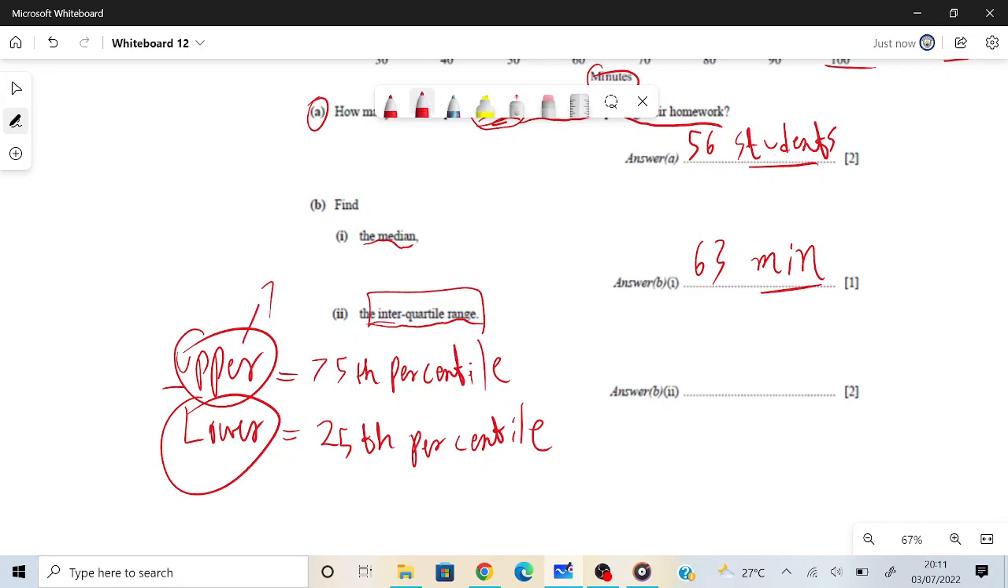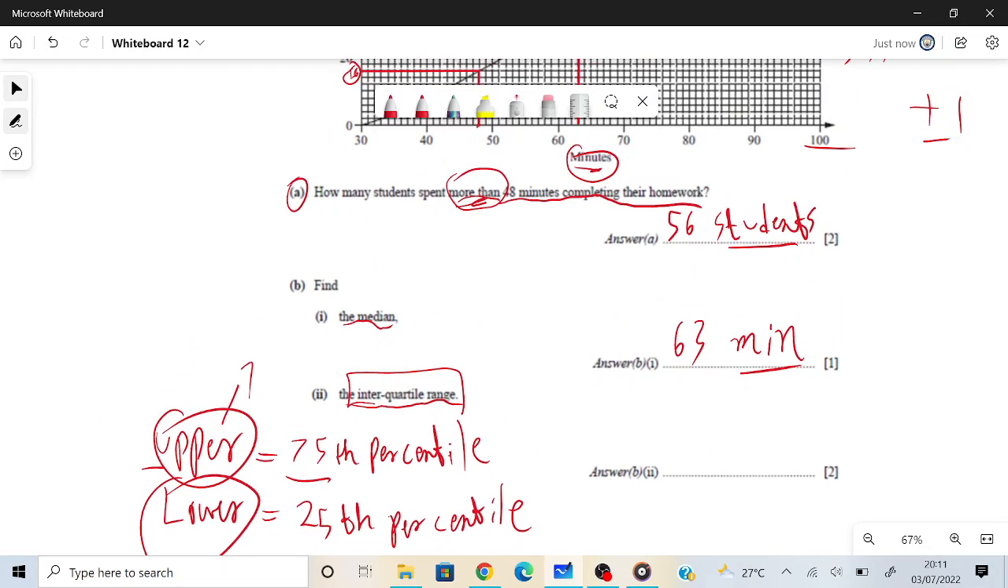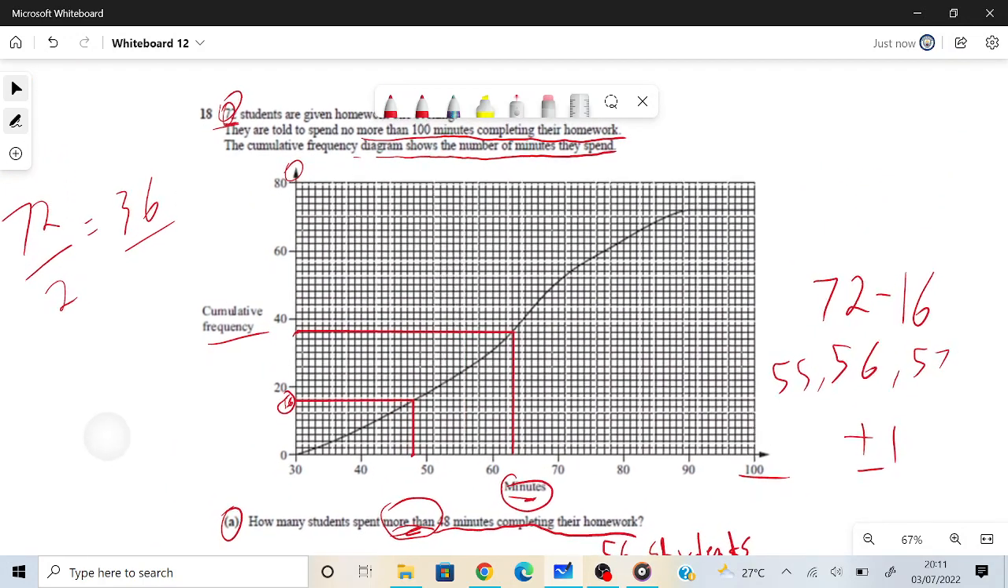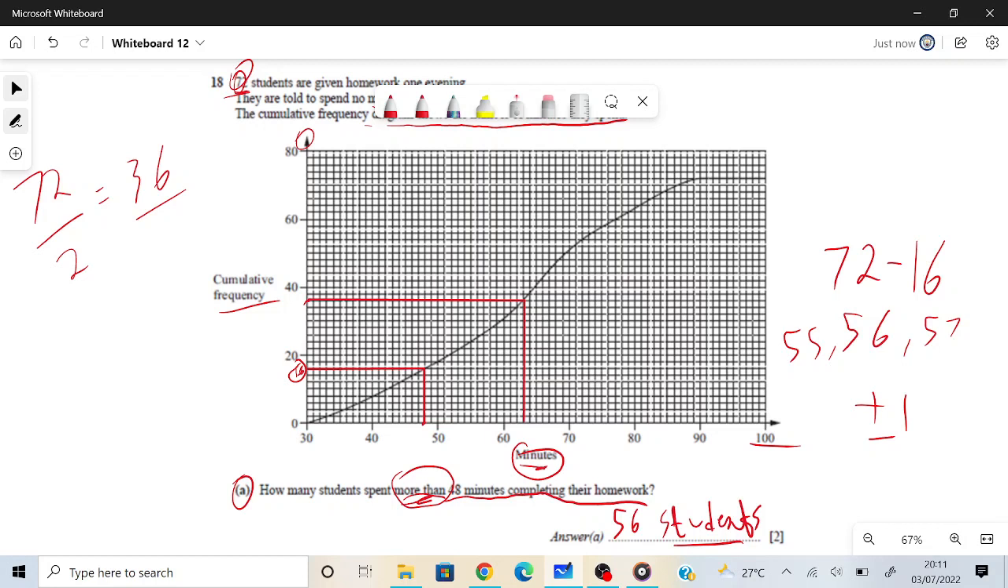To get the upper, we need to find 75% of the cumulative frequency, and we are told that the cumulative frequency is 72, and to find 75%, all we have to do is 75 over 100 times 72. And doing that in your calculator, you should get 54. If you are unaware of how I got that, please do watch my previous video on percentages. So we know that 75% of 72 is 54. So let's go to our y-axis, the cumulative frequency axis, and locate 54. 42, 44, 46, 48, 50, 52, 54, somewhere there.